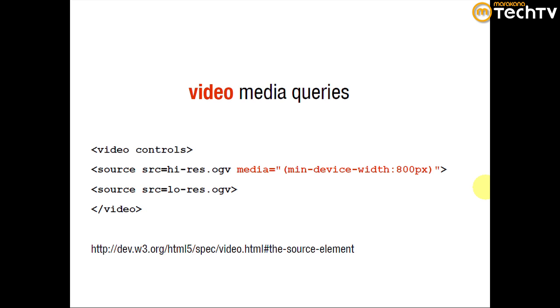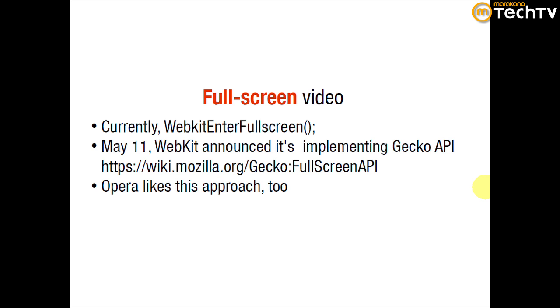Now, something else that everybody wants is full-screen video. For a long time, the spec said you couldn't go full screen in case people made movies that masqueraded as websites or something. WebKit has an enter full screen call like that. However, last month WebKit announced it's implementing the Gecko full screen API, and Opera likes this approach too. The good thing with the Gecko full screen API is it can make anything full screen. So a canvas game could be full screen, and an iframe could be full screen, for example.